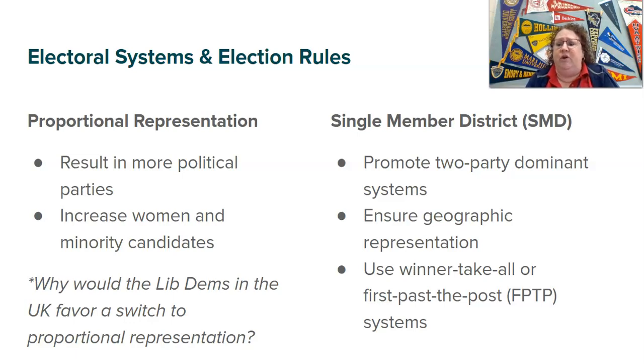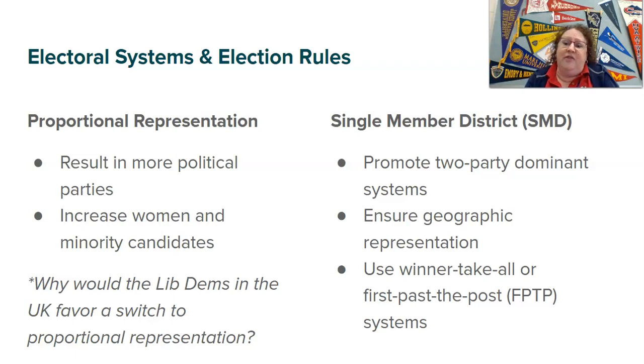Single member district, often abbreviated SMD, promotes a two-party dominant system. The reason you're going to see a two-party dominant system is because it uses winner-take-all, and the winner-take-all system always ends up promoting a two-party system. Proportional representation promotes a multi-party system. Single member districts also ensure geographic representation, because you are being elected from your area, a single member district, and then a person is elected from that.